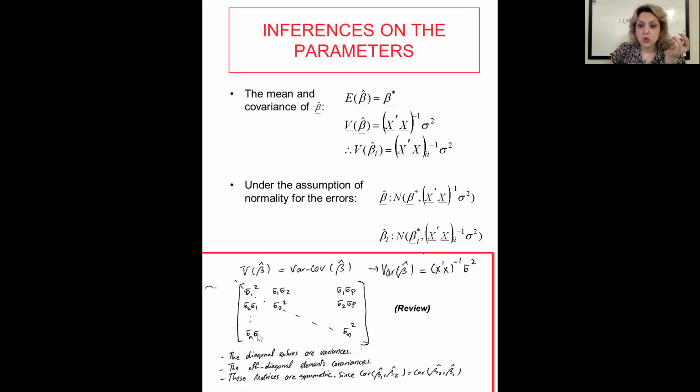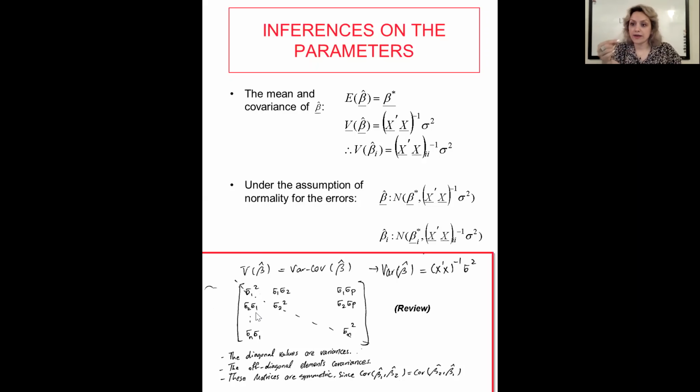So when you expand this equation, X prime X to the power of -1, and this sigma squared is the same as MSE from the ANOVA table. When you generate this matrix, the diagonal values are variances. The off-diagonal elements are covariances, like the covariance between beta 1 and beta 2. Because this is symmetric, the covariance of beta 1 and beta 2 is equal to the covariance of beta 2 and beta 1.